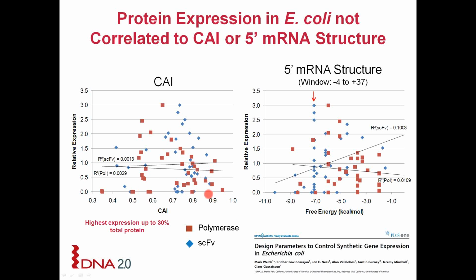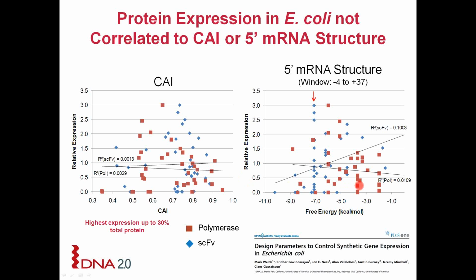But we see no justification for using this as a principle of design in our in silico sets for both proteins, the polymerase and the single-chain antibody. We see no correlation with the codon adaptation index. In fact, our highest expressing genes have more intermediate codon adaptation index levels, and we see fairly poor expression for most of our high codon adaptation index genes.